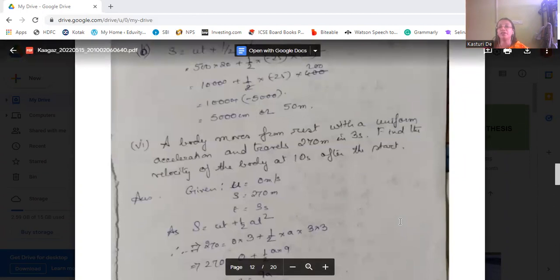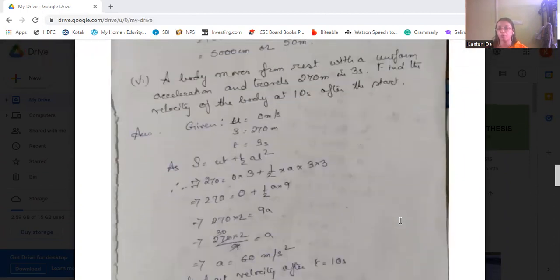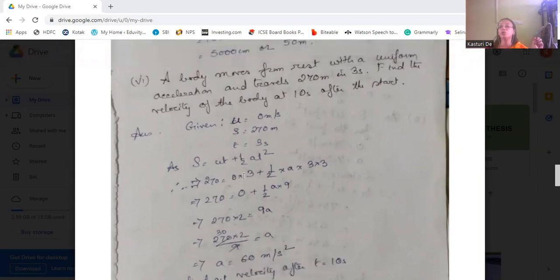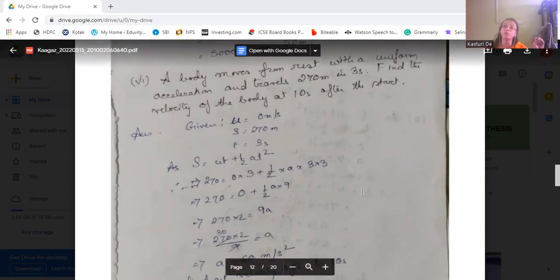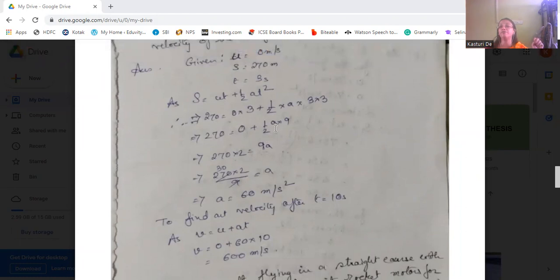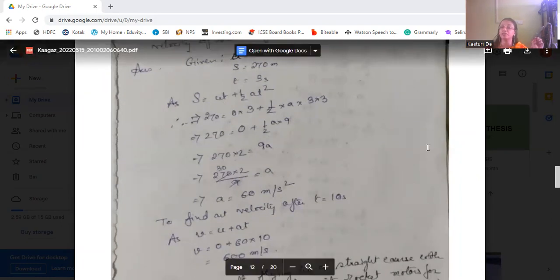So let us first find the acceleration, and then we will find the velocity. S = ut + ½at². We know u is 0 as it starts from rest, and S is 270 meters. So 270 = 0 into 3 + ½ into a into t², where t² is 3 into 3, that becomes 9. So 270 = ½ a into 9, or you can say 270 equals 9a, so a becomes 30 meters per second square.